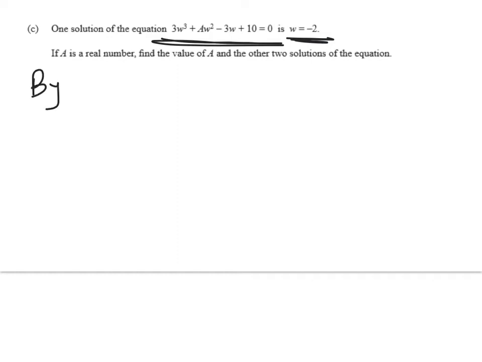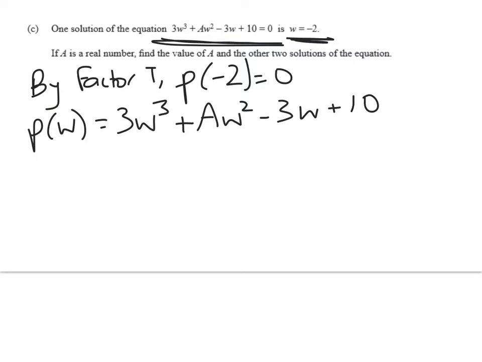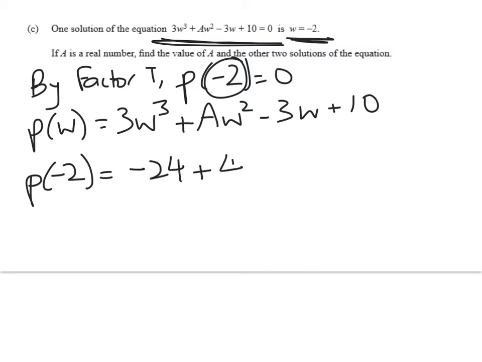Okay, so by factor theorem, we know that p of negative 2 equals 0, where p of w is equal to this, 3w cubed plus aw squared minus 3w plus 10. So the first thing we're going to do is substitute in negative 2. So p of negative 2 is equal to negative 24 plus 4a plus 6 plus 10. And we know that that all equals 0.